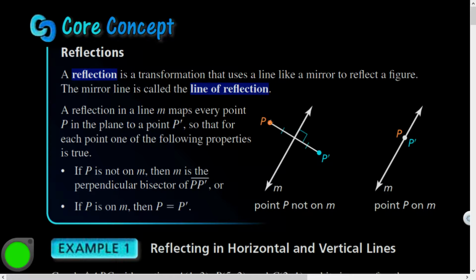Okay, so first thing is that P to P prime is going to be perpendicular to your mirror line. And the distance from P to the line is going to be congruent to the distance from P prime to the line. Or you could say that P to P prime is bisected by the line, like so. That's if the original point was not on the line. And if the original point is on the line, it just gets reflected onto itself, and that's what this statement is saying down here.